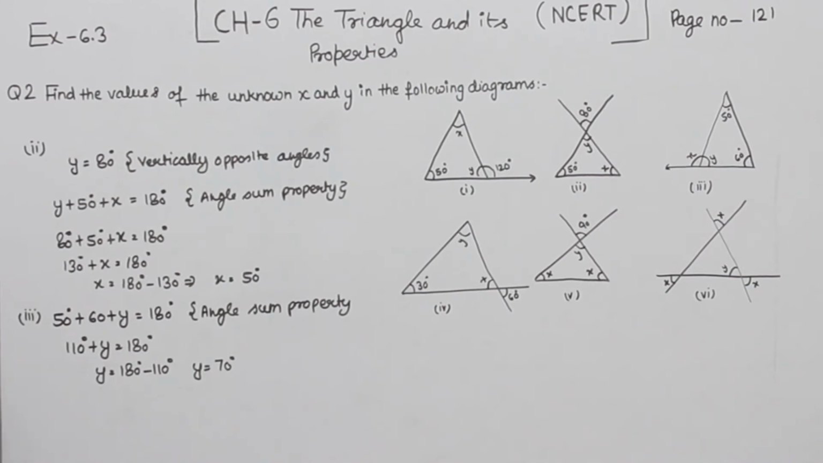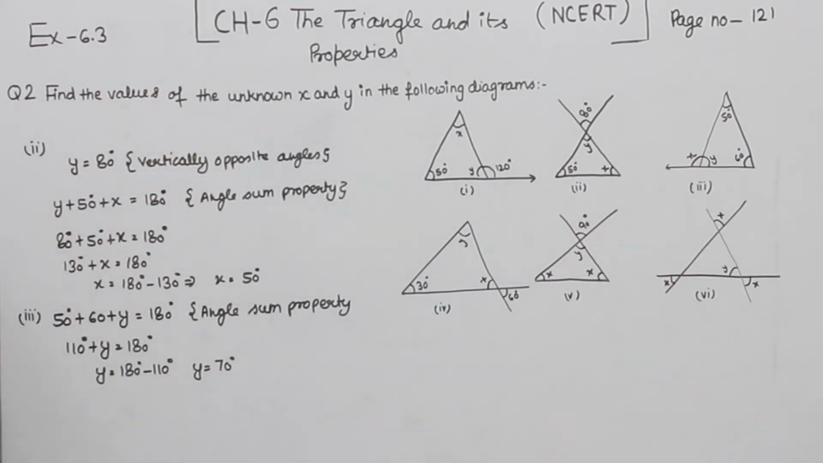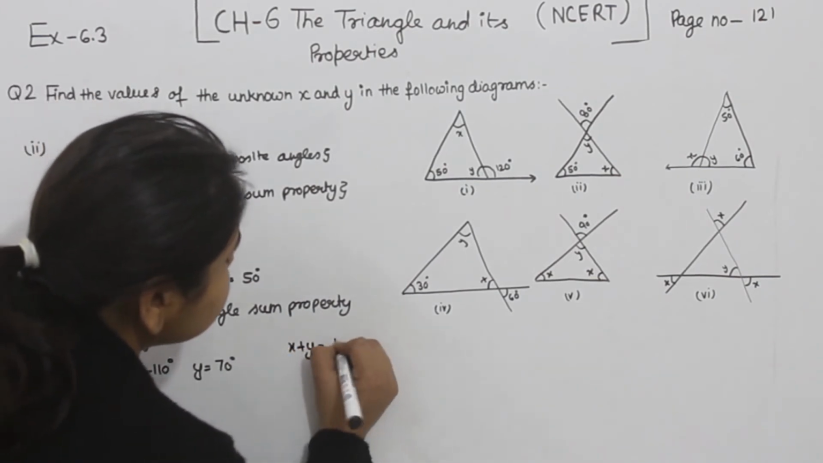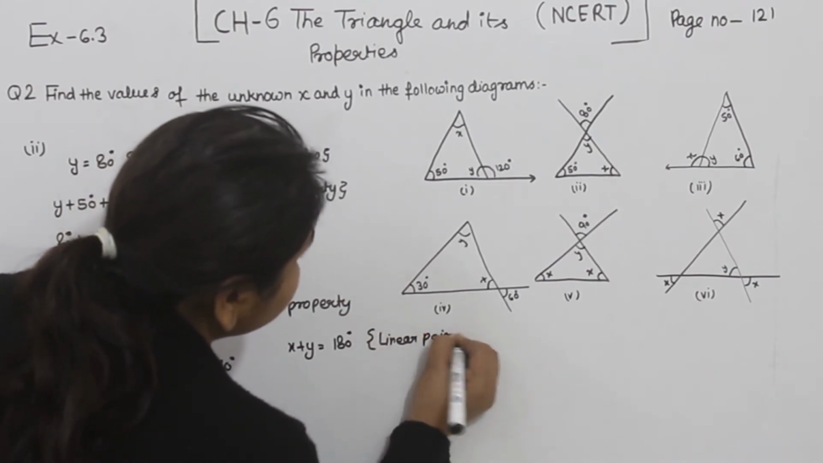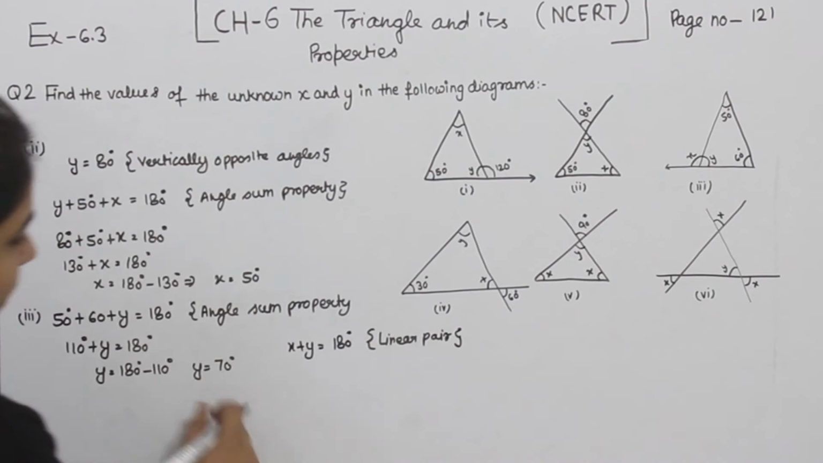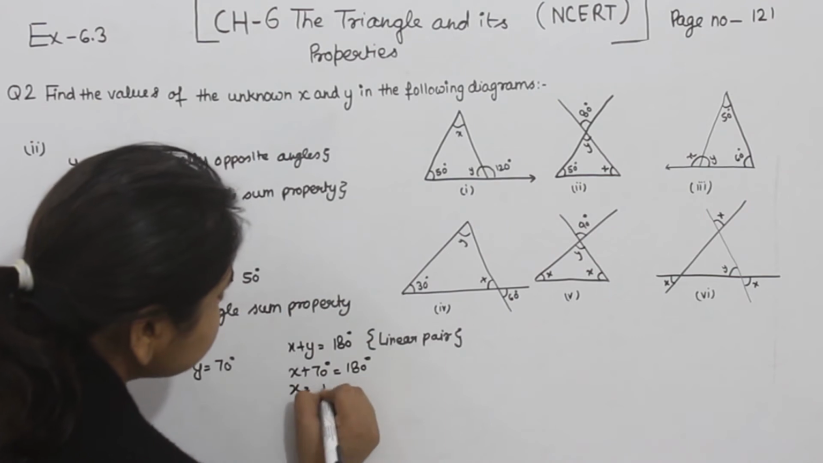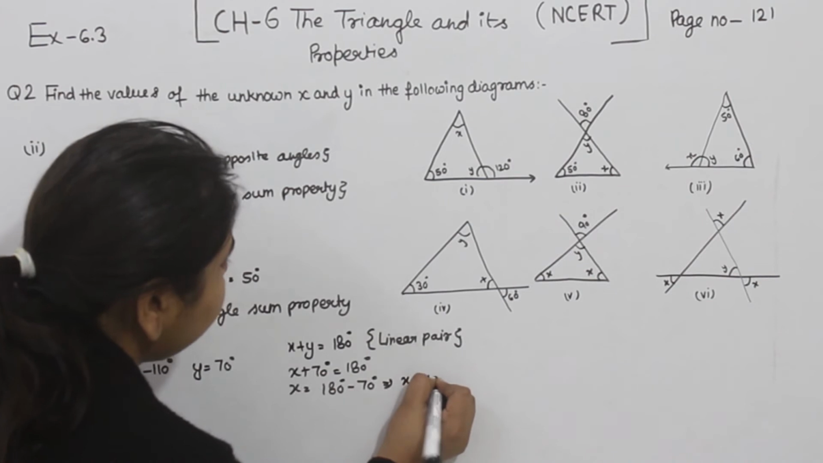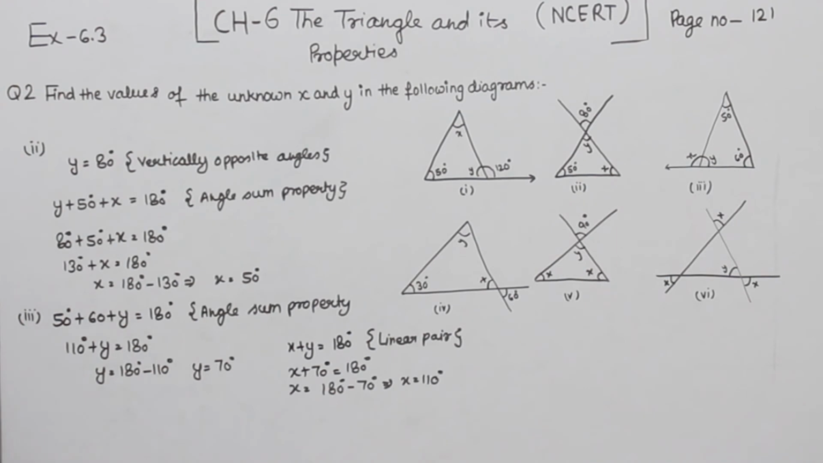Now we'll find out the value of x. Now this x and y, they are on the straight line, so they are making the linear pair. Now x plus y is equal to 180 degree. Why? Because this is our linear pair. So the value of y is 70. X plus 70 is equal to 180 degree. X is equal to 180 minus 70. Now x is equal to 110. So this is 110 and this one is 70. This is the part 3.